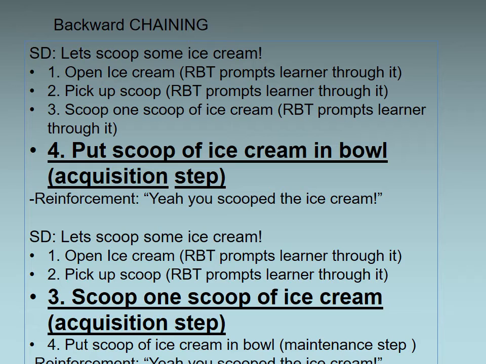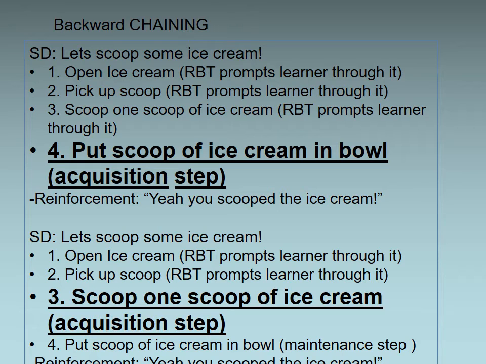So here's a backward chaining example with the ice cream. The SD is let's scoop some ice cream. Step 1, 2, and 3, the RBT will prompt the learner through it. So the RBT will prompt the learner through opening the ice cream, picking up the scoop, and scooping one scoop. They'll fully physically prompt those steps. Step 4 is where you minimally prompt, where you are teaching the acquisition step. And then once that step is complete, yay, you scoop the ice cream.